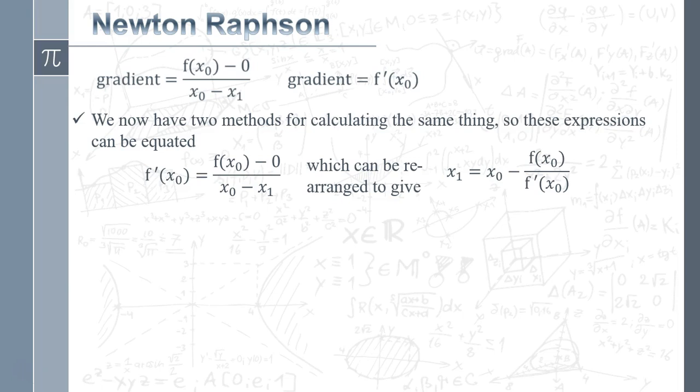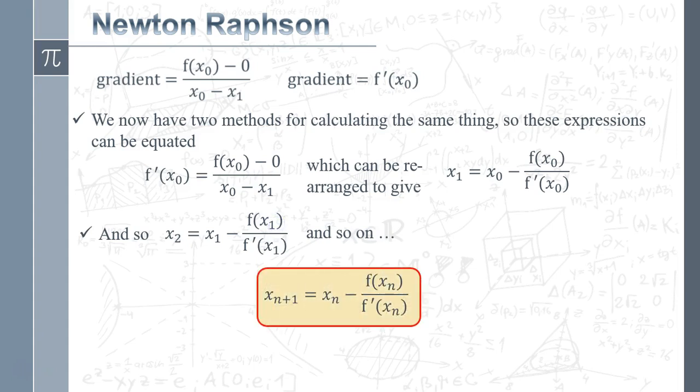So in order to calculate x1, it's just x0 minus f of x0 over f dash x0. And that's going to form the basis for our iterative formula, because then the next one would be x2 equals x1 minus f of x1 over f dash x1, and so on and so on and so forth until it turns into that, and that is your Newton-Raphson formula.